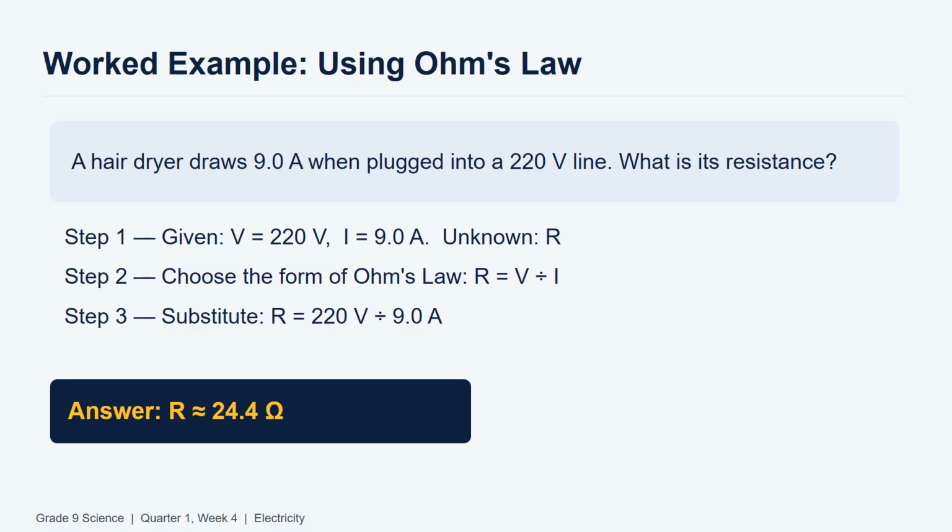Step 2, we choose the correct form of Ohm's law for resistance, which is R equals V divided by I. Step 3, we substitute our values. R equals 220 volts divided by 9.0 amperes. Solving this gives us our answer. R is approximately 24.4 ohms. So, this hair dryer has a resistance of about 24.4 ohms.